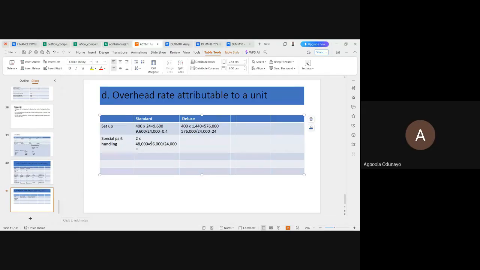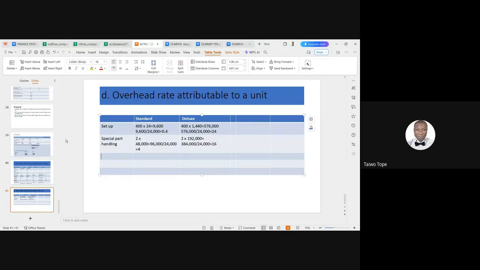It will be 4. And for this, it will be 2 multiplied by what? 192,000, equal to what? 384,000, divided by 24. The result will be what? 16. These are the overhead rates per unit.